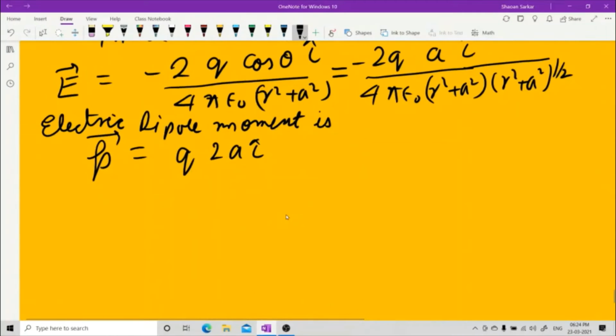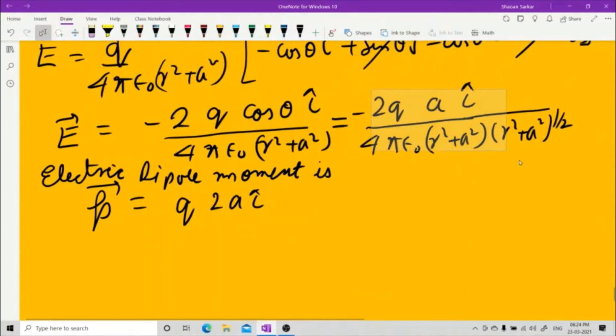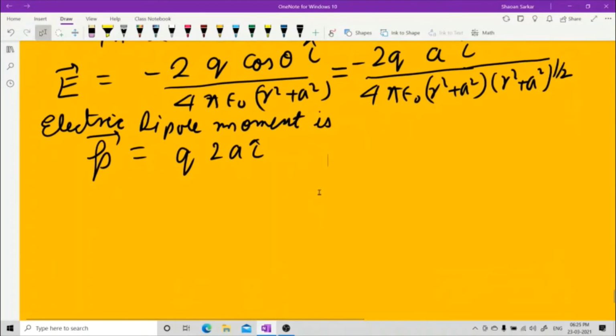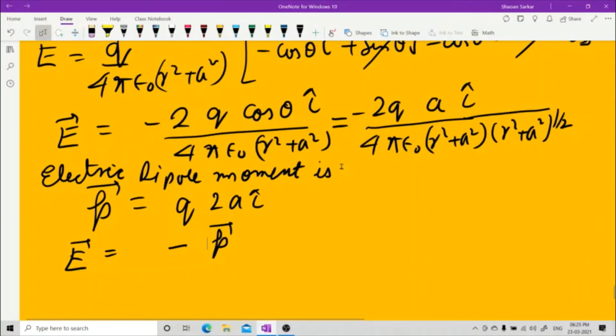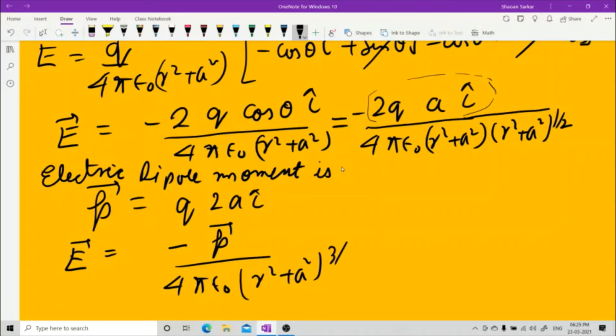So if you look at this part, just a minute, yes, you have this. So your E becomes minus P, because this whole portion is nothing but P, upon 4 pi epsilon naught into (R square plus A square) to the power of 3 by 2.